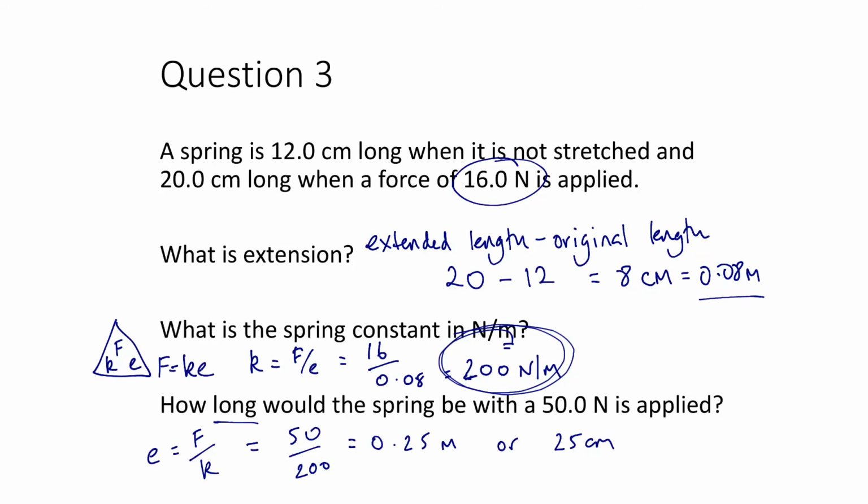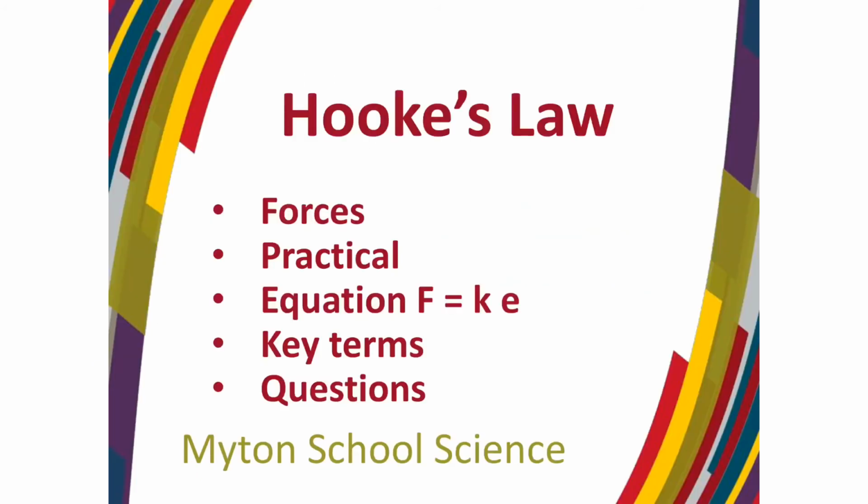Well, we've now come to the end of the lesson. So as a quick reminder and a quick recap, we looked at forces, the idea that to turn a mass into a force, you multiply by the value of gravity, 9.8. We looked at the practical when we added weights to a spring and we measured the extension. We then applied it with the equation. We looked at key terms, so proportionality and elastic limits, and then we had a go at some questions. So very well done, and see you next time.